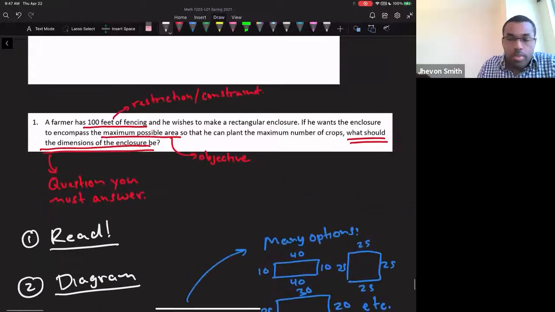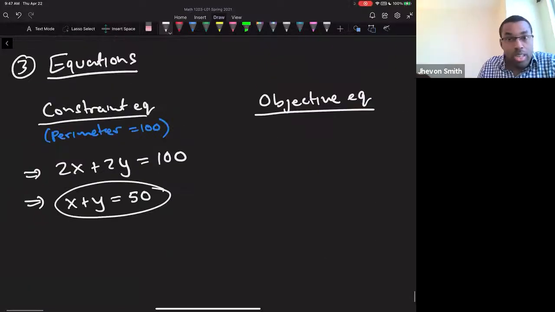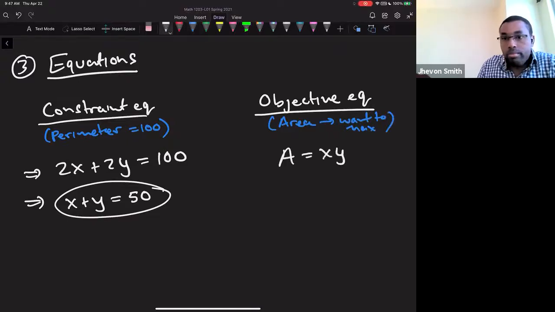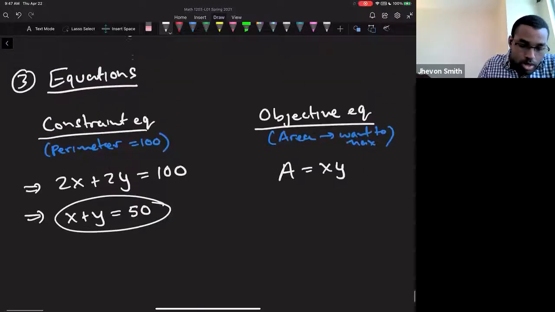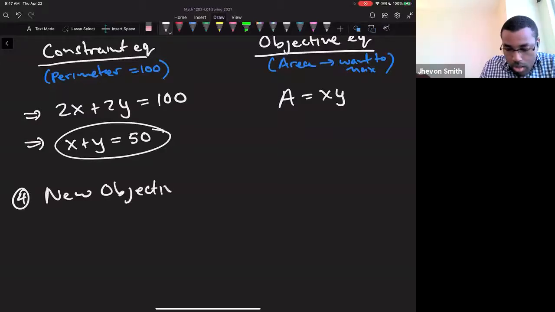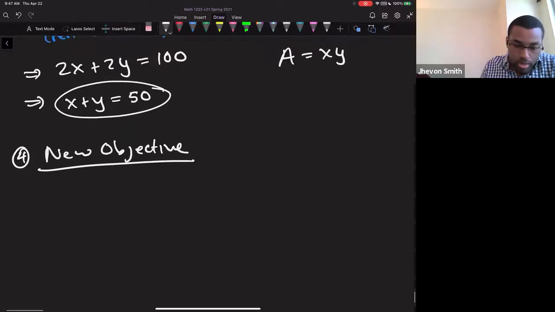Now, the objective is to maximize area. So my objective equation is obviously going to be an area equation, because that's what I want to maximize. So that's going to be area equals length times width, right? Move on to the 4th step, where we're going to find the new objective. You're going to solve for one variable in the constraint, plug it into the objective.